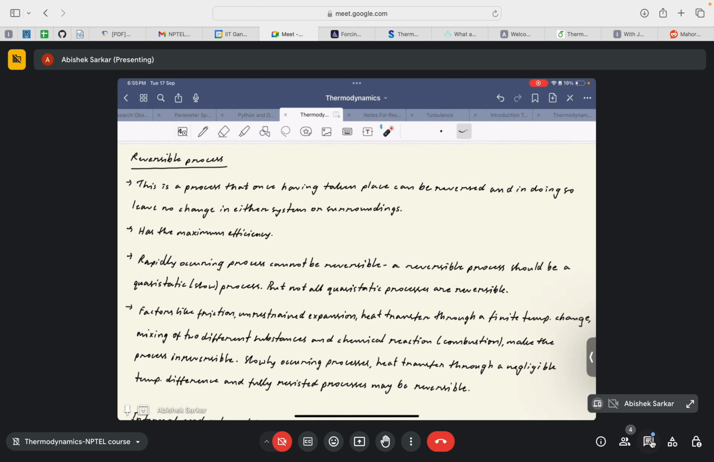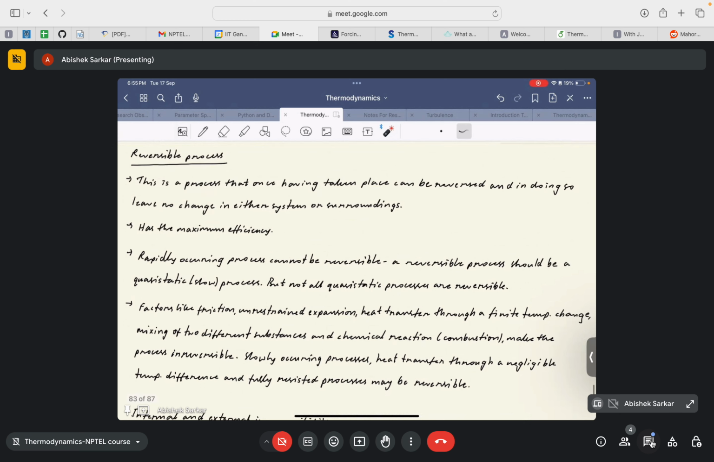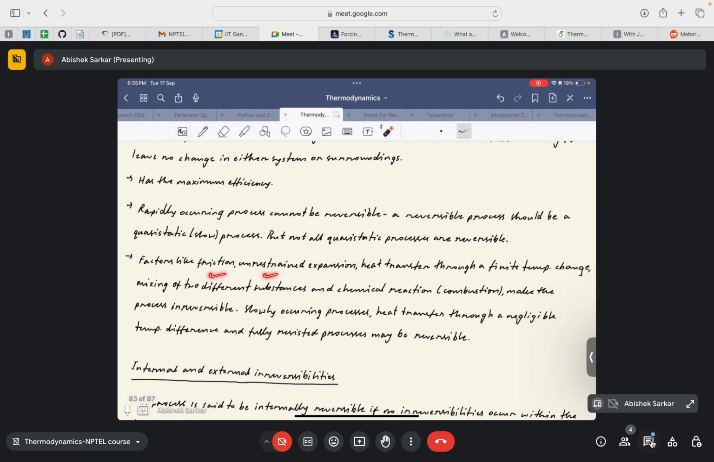A reversible process has the maximum efficiency. Rapidly occurring processes cannot be reversible. A reversible process should be a quasi-static or very slow process. But the important thing to know is that all quasi-static processes are not reversible. Factors like friction, unrestrained expansion, heat transfer through a finite temperature difference, mixing of two different substances, and chemical reactions or combustion make the process irreversible. Slowly occurring processes, heat transfer through negligible temperature difference, and fully reset processes may be reversible.